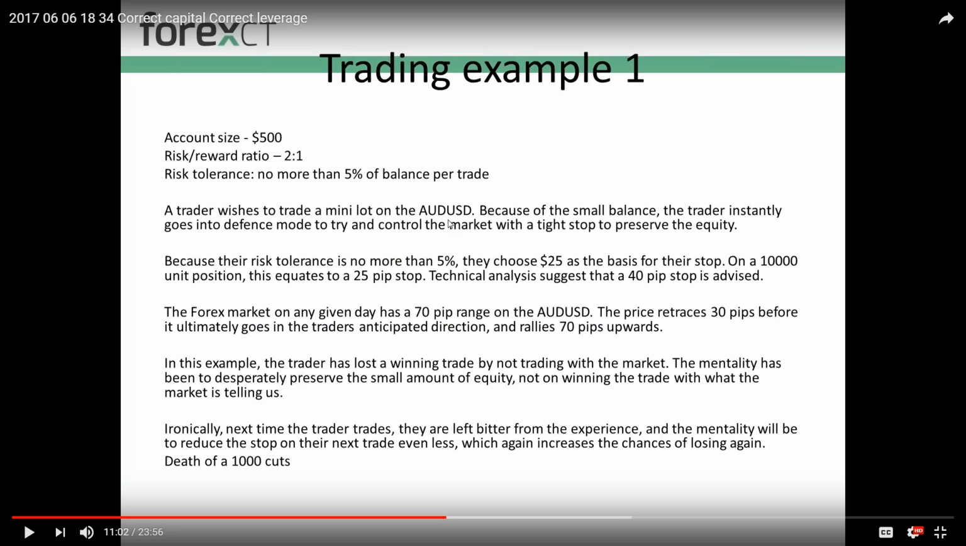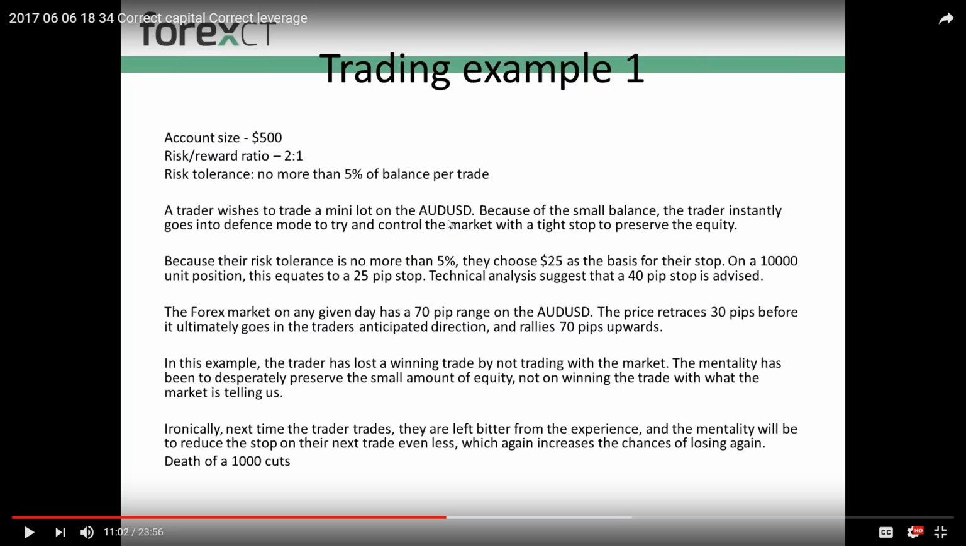Now, because of the small balance, the trader instantly goes into defense mode to try and control the market with a tight stop to preserve the equity. Because their risk tolerance is no more than 5%, they choose $25 as a basis for the stop. Remember, that's $25 as a proportion of 500. Now, in a 10,000 unit position, this equates to a 25 pip stop in the market. Technical analysis, which you should always use to place your stops, advises that a 40 pip stop is basically ideal. Now, the Forex market on any given day has a 70 pip range on the AUD USD.